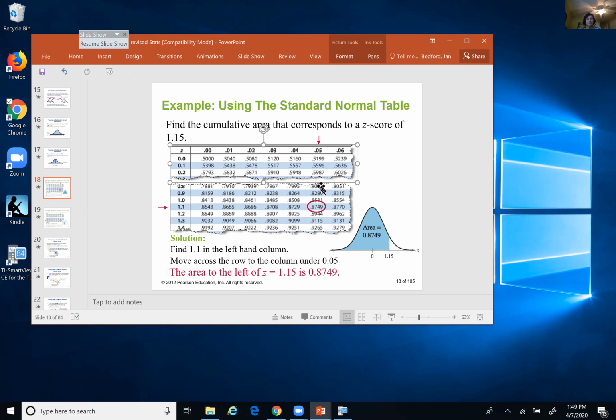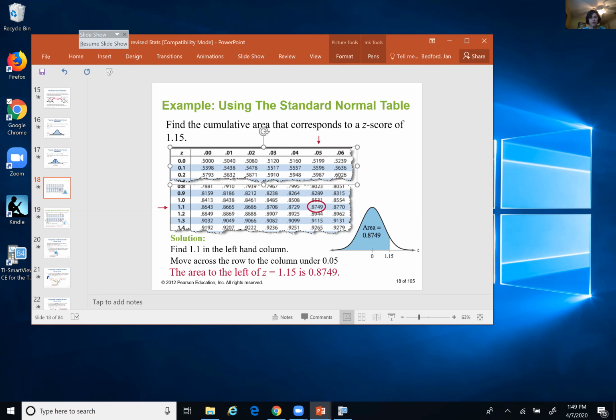So that's how I could come up with finding my probability distribution. If I wanted to know the probability of some x value being less than some number, as long as I know that x value, the mean, and the standard deviation, I can convert it to a z-score, and then from this table I can get the area, which will tell me the probability of something being less than that amount. Okay, now that's if you use the table.